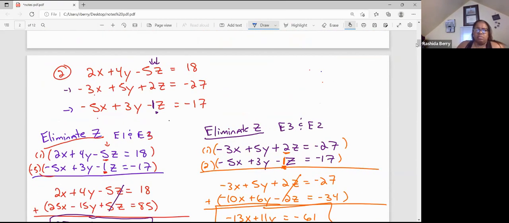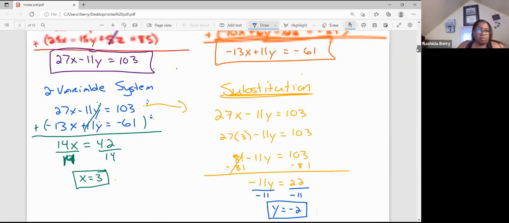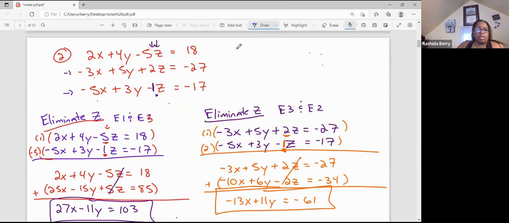Now, I just forgot my answers. Excuse me, I got x and y, whatever. All right, so I'm going to plug in. Doesn't matter which one. I guess I'll go with the first one. That looks a little easier to me. So again, now I'm substituting into one of the three variable systems from the beginning. 2x plus 4y minus 5z equals 18.